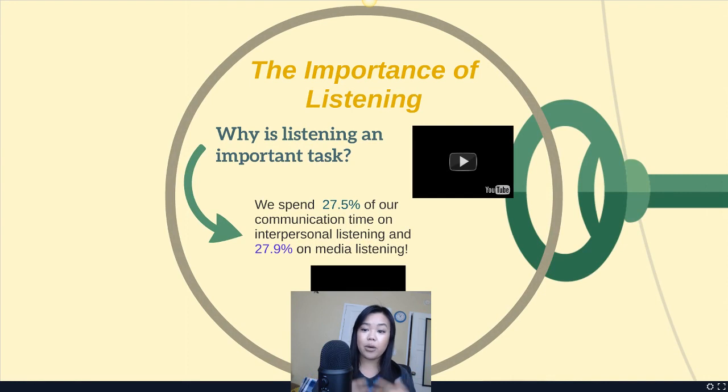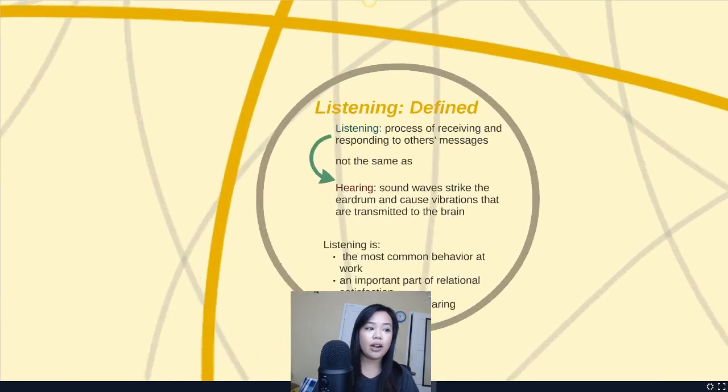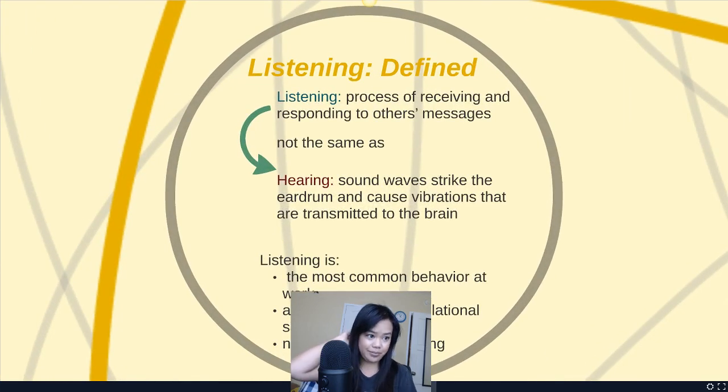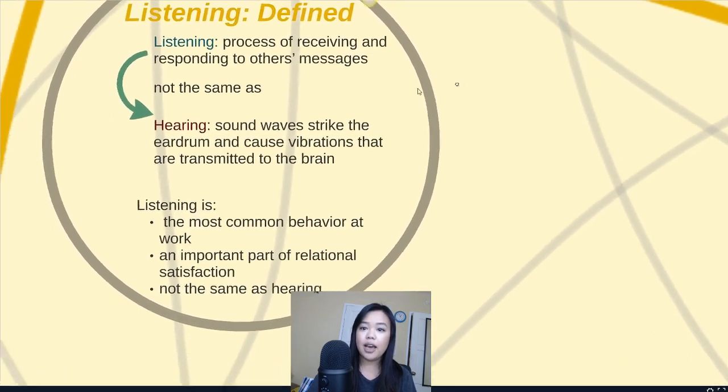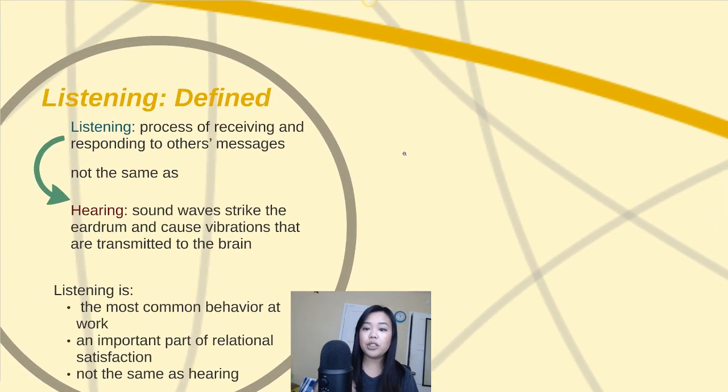So what is listening? Why is it an important task? It's actually something that we do far more than we do engaging in verbal communication. Listening tends to be 27.5% of our total communication time. 27.9% of that is media listening, meaning listening to music or to TV or any other type of mass media as well. So we listen on a very common basis, but we don't really understand how listening works. We're going to define listening first.